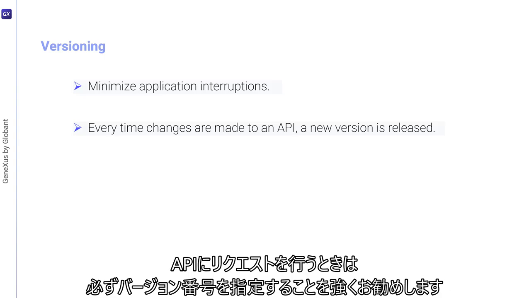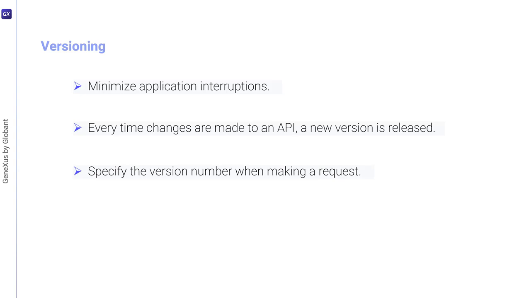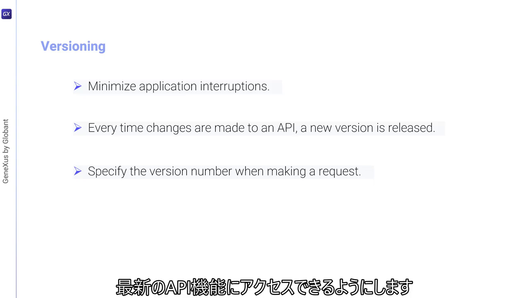It's highly recommended to always specify the version number when making requests for an API to ensure the correct behavior of the application. By using version control, we ensure that the application remains stable and functional, while providing access to the latest API features and functionality.